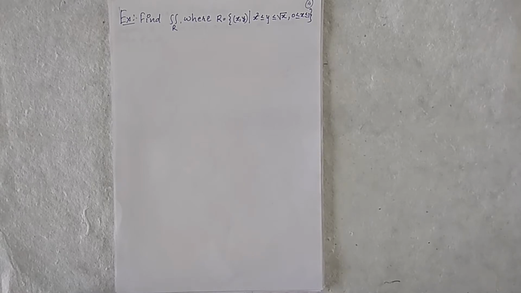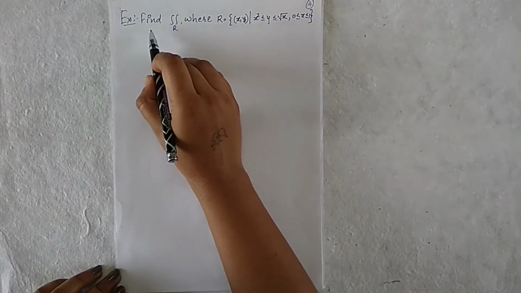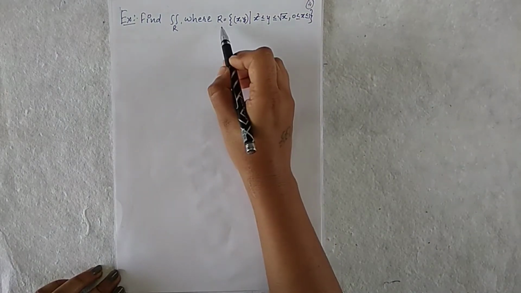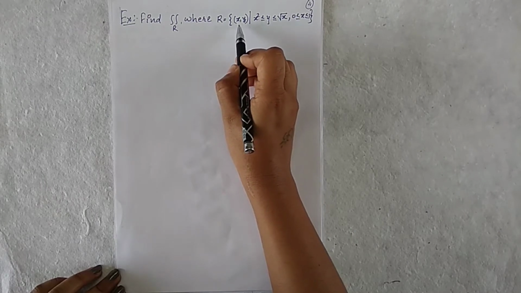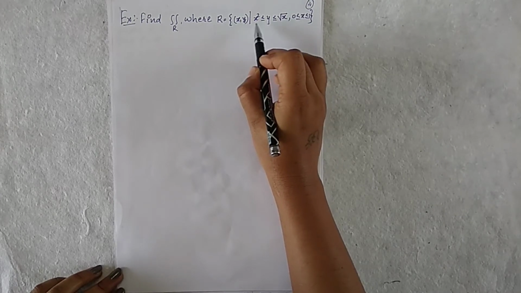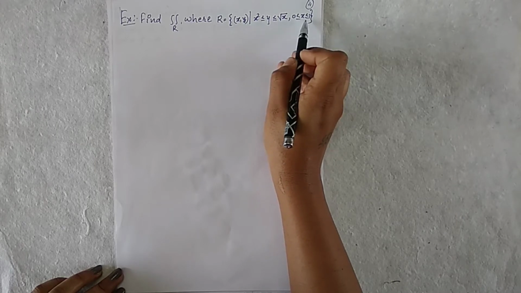In our last lecture, we discussed the introduction of double integral and one example of it. Now we will see more examples on double integral. So the first example is: find the double integration over R, where the region is given, that is the ordered pair of all (x, y) points such that y varies between x square to square root of x, and x varies between 0 to 1.